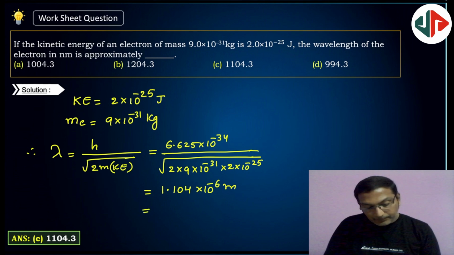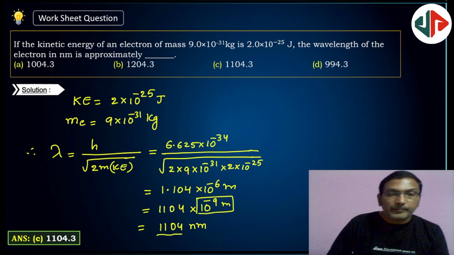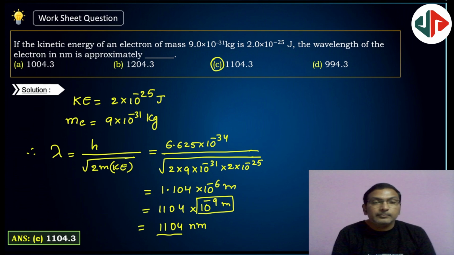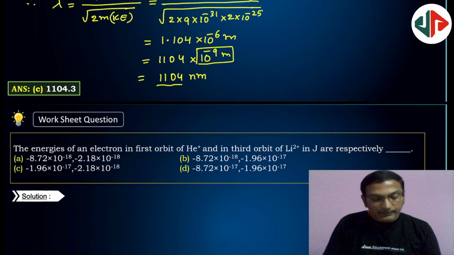So here conversion: 1104 into 10 power minus 9 meters. So 10 power minus 9 meters means you can write 1104 nanometers approximately. So option C. Relation between kinetic energy and wavelength. Next question.